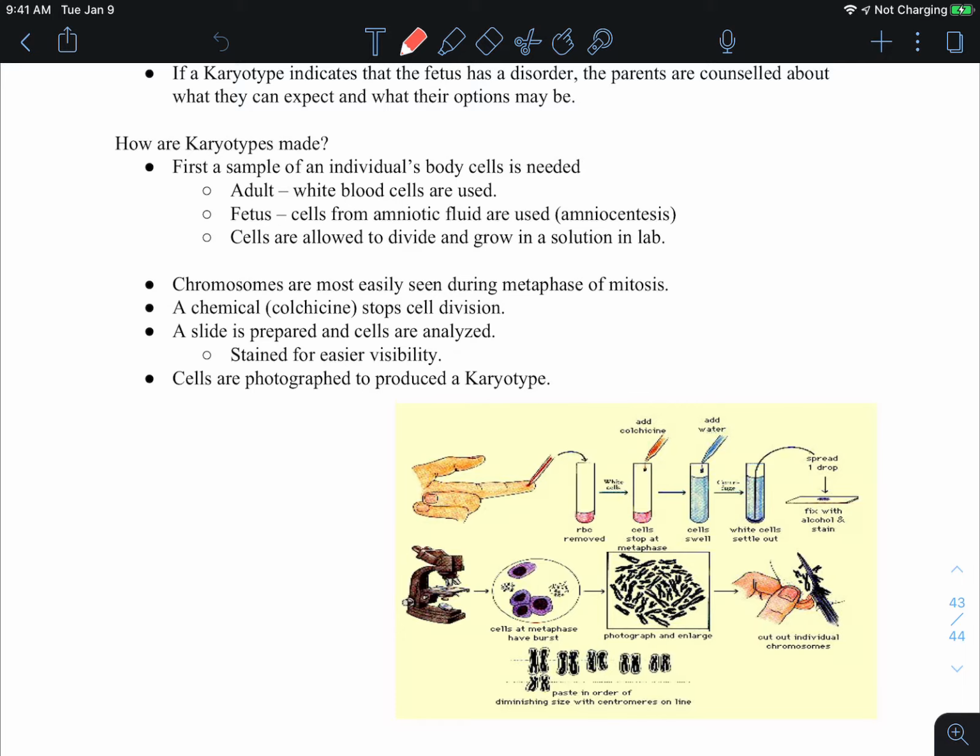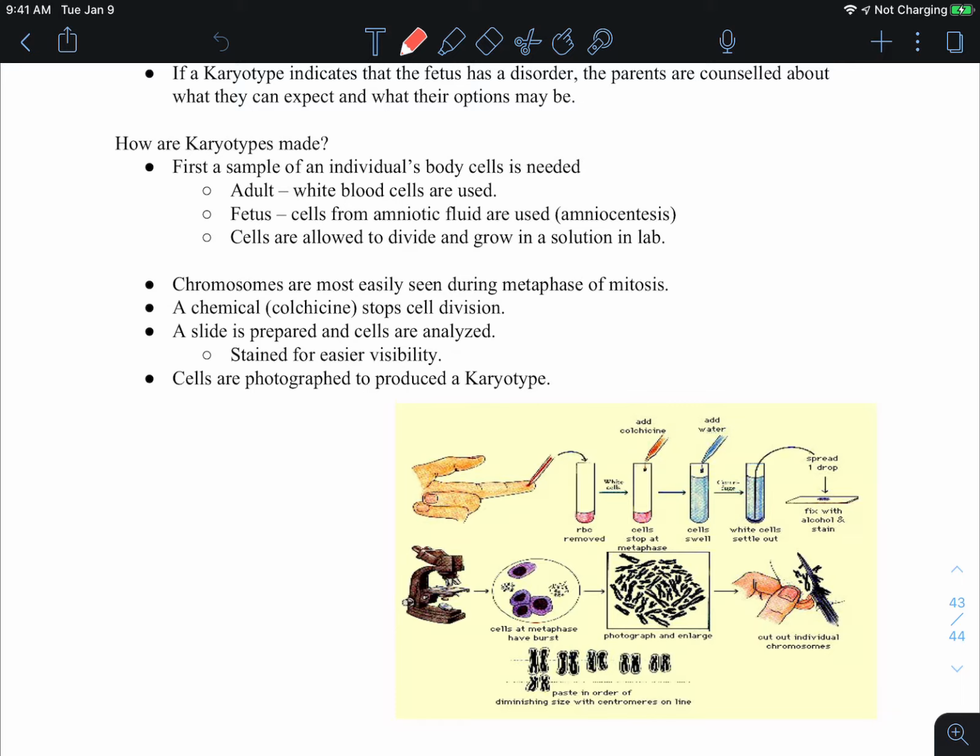So first, you get a sample of the individual's blood cells, body cells, and you need white blood cells because those ones have nuclei. The red blood cells do not. And then, if you want to study a fetus, as many will when they are concerned about something and they need a genetic test, then you would be looking for some amniotic fluid, and that's through an amniocentesis, which we'll talk about in a second. These cells are then allowed to divide and grow in a solution in the lab.